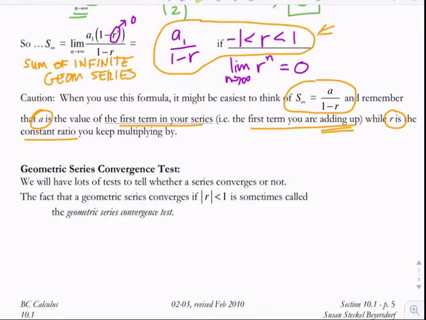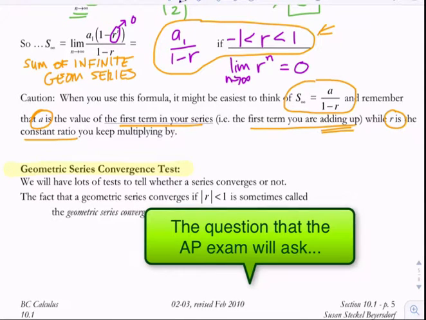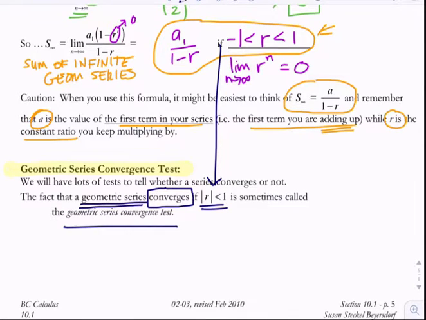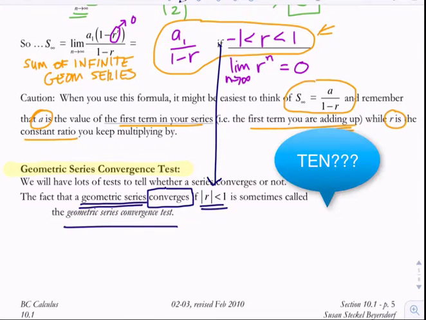And basically, this is our first convergence test. So the question is going to be, does this series converge? And this is going to be our test. If you have a geometric series and the absolute value of r is less than 1, that's what this says, then you know that that geometric series is going to converge. That's a test. It's called the geometric series test. We're going to have 10 of these tests. This is the easy one.